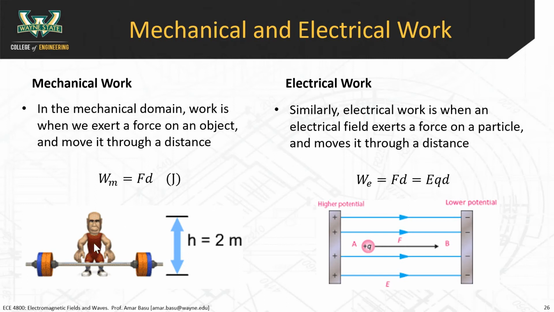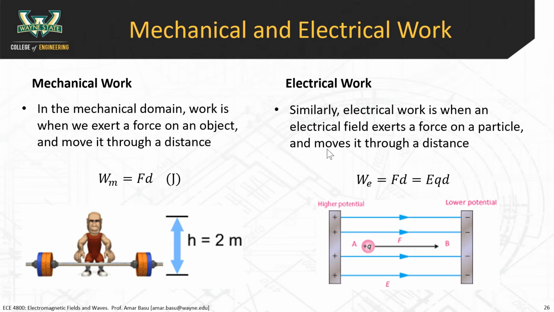So the work has to be force through a distance. If this individual were to move this barbell through a height of 2 meters and you were exerting a certain amount of force in newtons, the work is going to be equal to the force in newtons multiplied by the distance through which that force was exerted. And the units for work, the amount of work that was done, is given in joules. That's the MKS units for work.